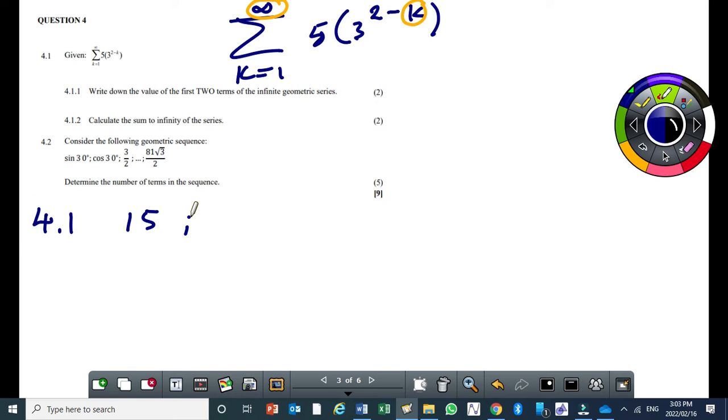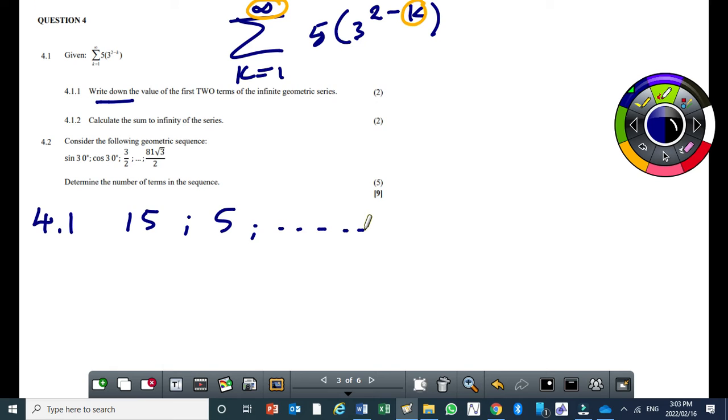Are you following? Well, the question says write down. You don't have to show the working out. You're just writing the term. Right? Then k equal to 2. You get 2 minus 2, which is 0. 3 to the power of 0 is a 1. Right? 1 times 5 gives you a 5. So the sequence goes like that. Or rather, the series goes along like that.